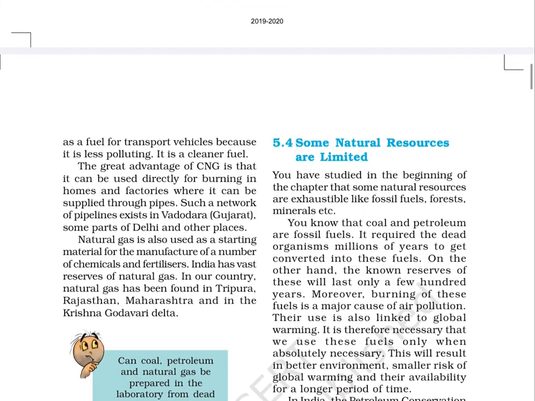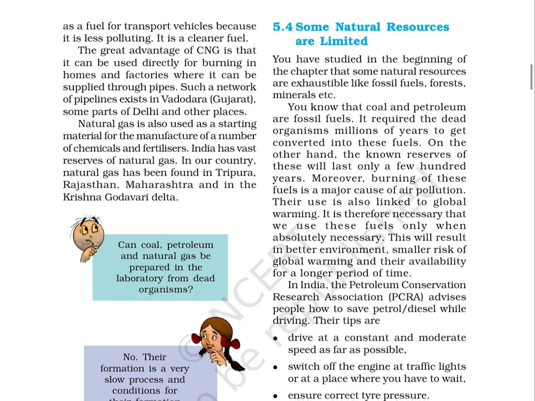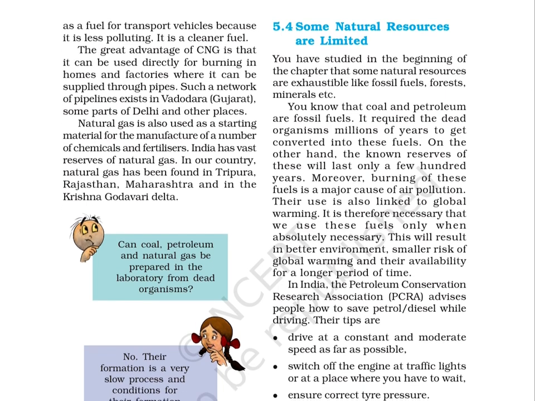Page 61. The great advantage of CNG is that it can be used directly for burning in homes and factories where it can be supplied through pipes. Such a network of pipelines exists in Vadodara, Gujarat, some parts of Delhi and other places. Natural gas is also used as a starting material for the manufacture of a number of chemicals and fertilizers. India has vast reserves of natural gas. In our country, natural gas has been found in Tripura, Rajasthan, Maharashtra, and in the Krishna-Godavari Delta.